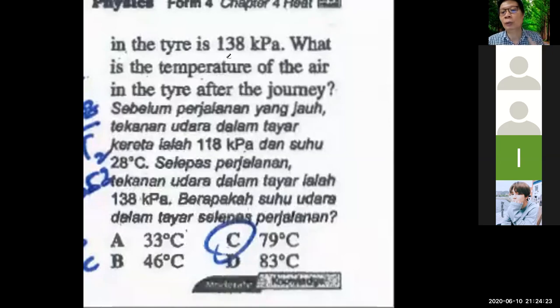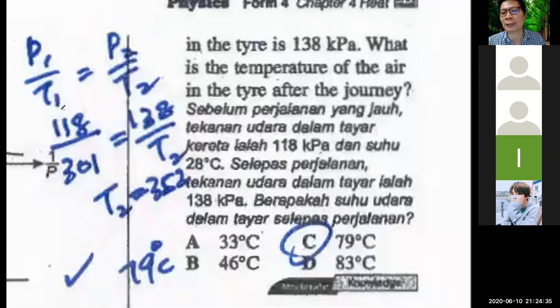The given values are pressure and temperature, so once again, pressure law. Use the pressure law formula. P1 is 118 kilopascal. Temperature 28 plus 273, change to Kelvin, 301. The new pressure is 138 kilopascal. You are asked to find this new temperature, so you get 352 Kelvin. Kelvin change to Celsius is 79 Celsius.